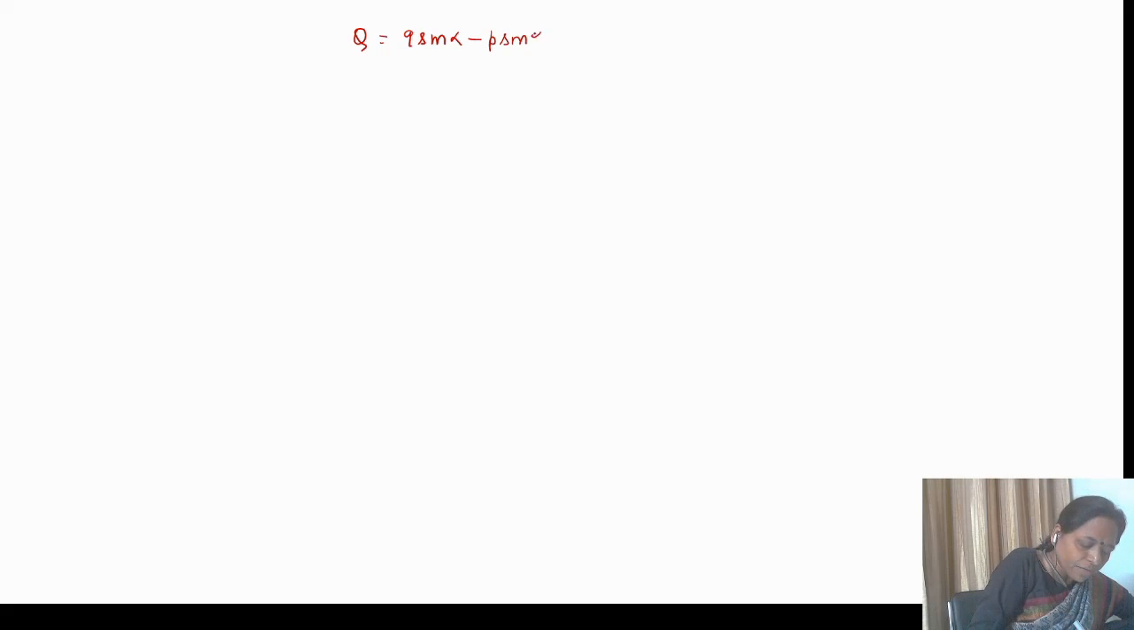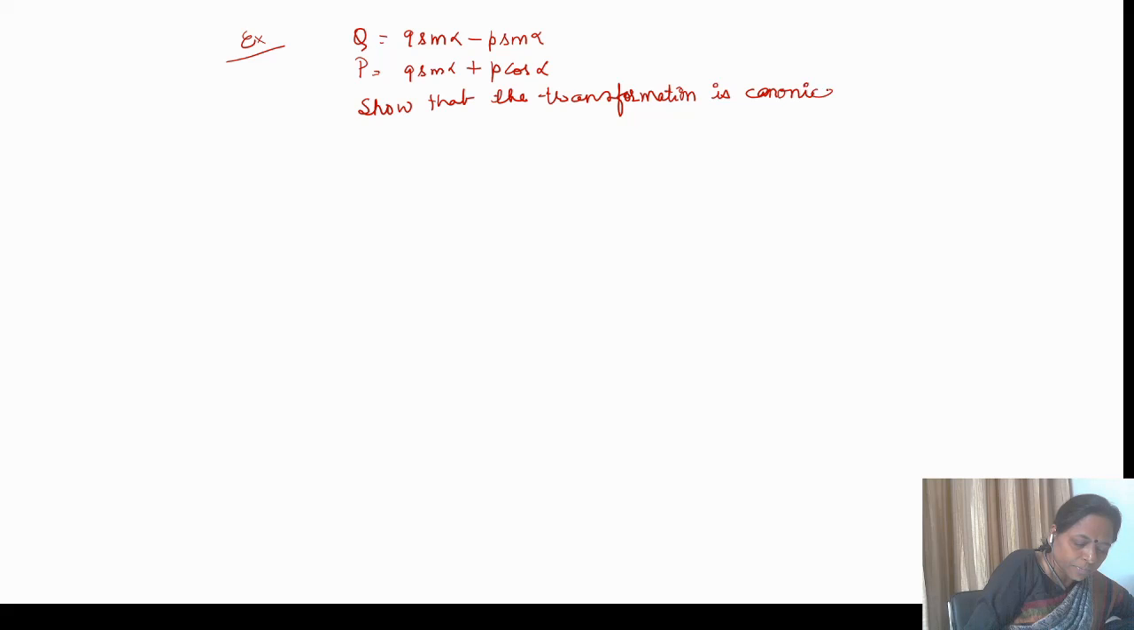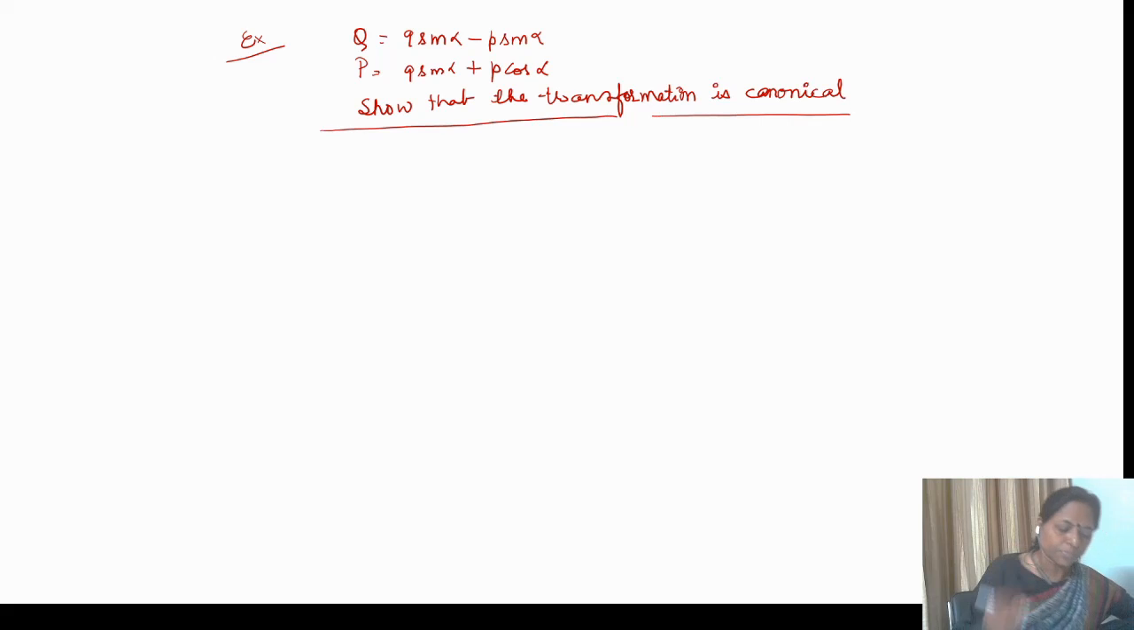For that, look at one example. Suppose your q is given as q sin alpha minus p sin alpha, and capital P is q sin alpha plus p cos alpha. Then show that the transformation is canonical.